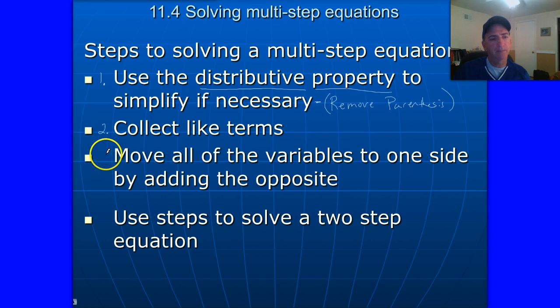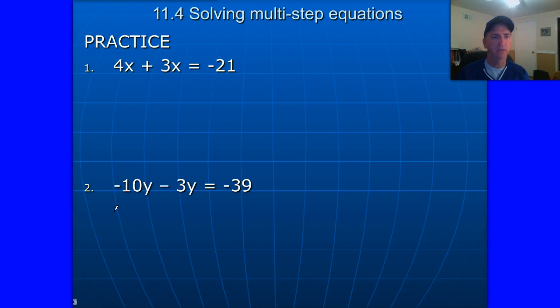Then once you've done that, that's when you should look to move all the variables to one side. Okay, and we'll look to see what happens if you have a variable on both sides and how to do that. And you do that by adding the opposite of whatever that number is you want to move. And then at that point, you should have either a 1 or 2 step equation that you just go through and solve, just like I showed you in the previous videos earlier. So let's look at a couple right here.